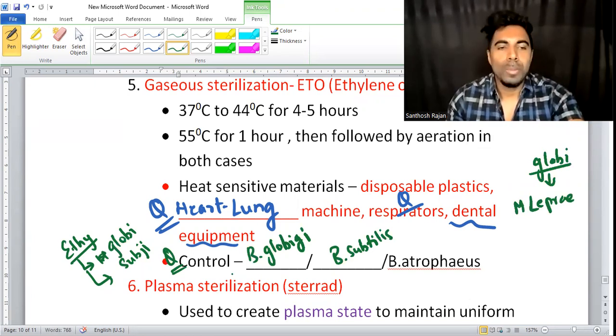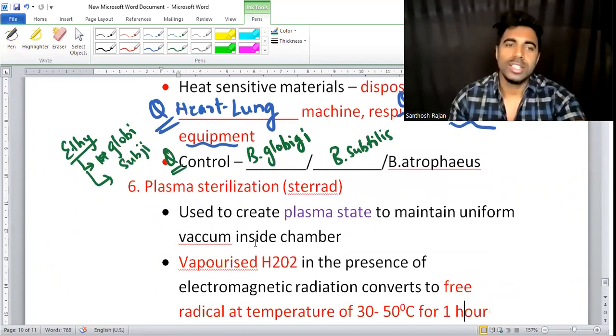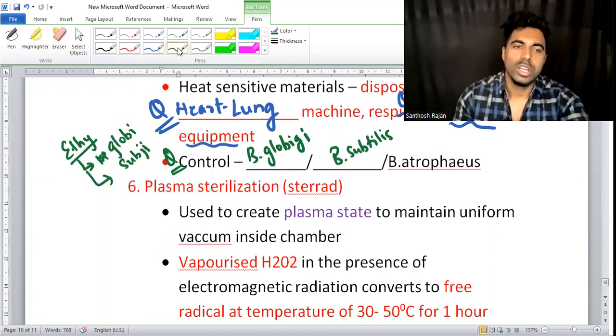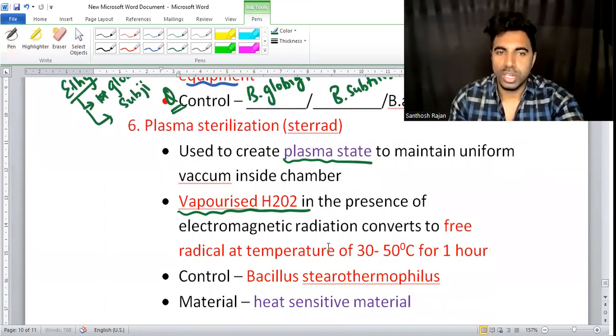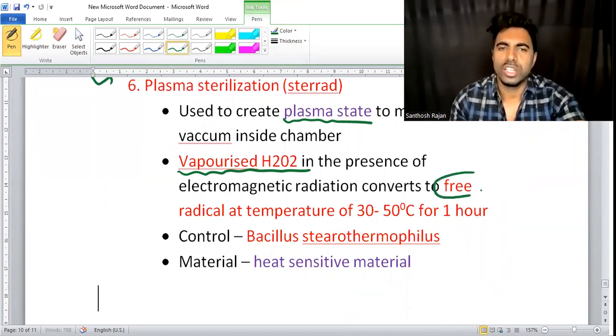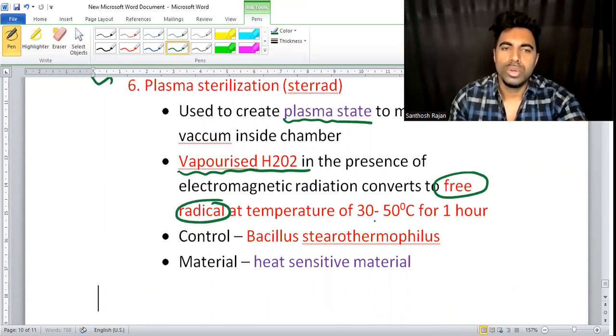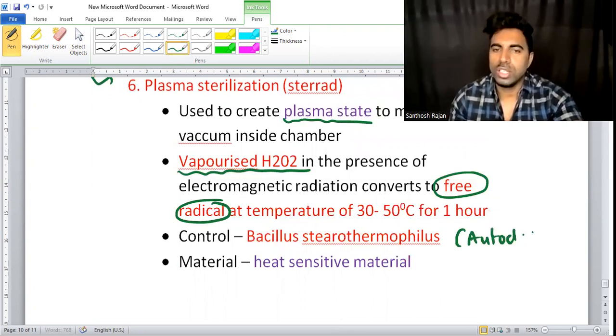Okay. Now, plasma sterilization is something, a fourth state apart from solid, liquid, gas. It's one state called the plasma state, in which you maintain a uniform vacuum. You use vaporized H2O2, hydrogen peroxide, in the presence of electromagnetic radiation. Then a lot of free radicals are formed. It's very, very efficient. At 30 to 50 degrees for 1 hour, everything gets killed. So for the control, you're using Geobacillus stearothermophilus for autoclave also, and for plasma also.